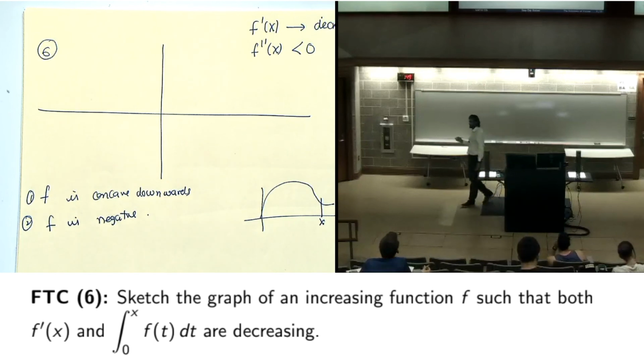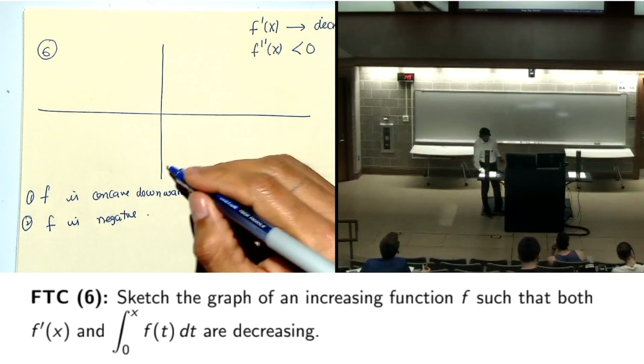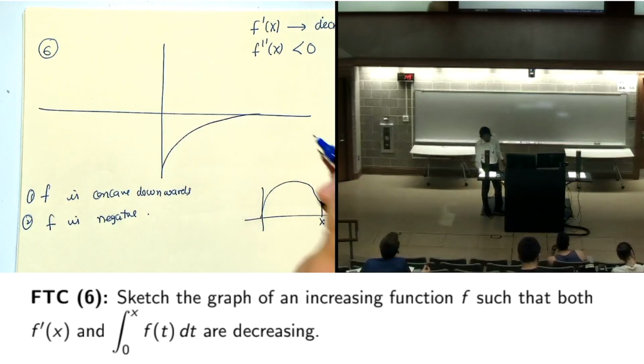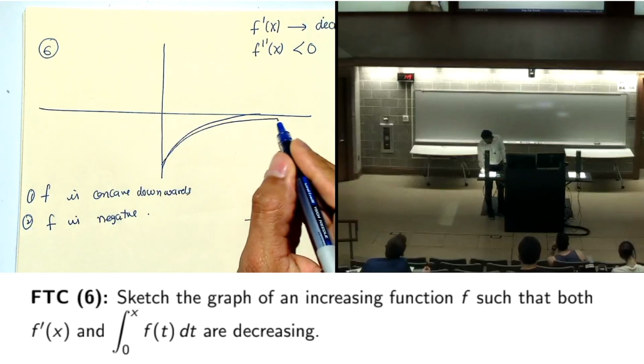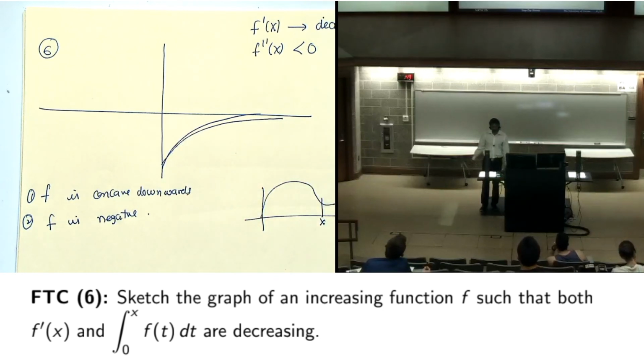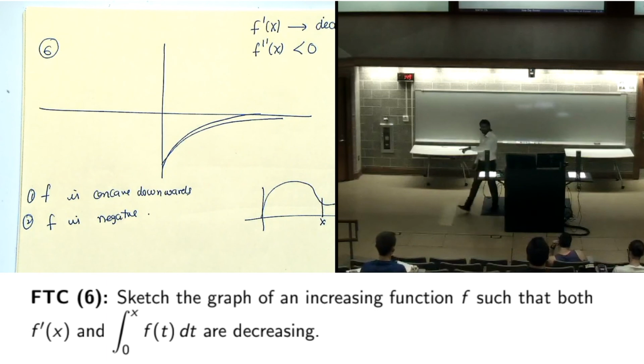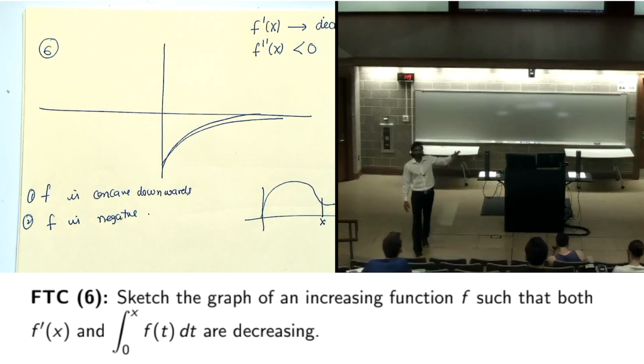I think that's enough information, so I can plot this function. Something like this. It's concave downward and it's below the x-axis. It satisfies all the information. The concavity downward tells you that f prime of x is decreasing. Being below the axis gives you that its antiderivative, or the area, is decreasing, and the function is also increasing. So I satisfy all three conditions.